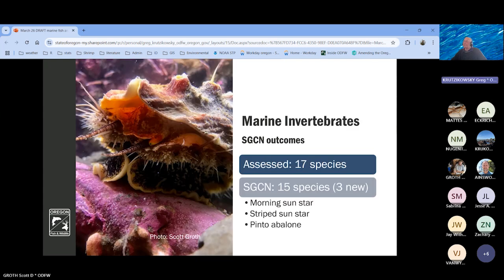On the marine invert side, 17 species were assessed. 15 of those species, including 3 new ones, were designated as SGCN. The 3 new ones include the morning sunstar, the striped sunstar, both of which were heavily affected by sea star wasting disease, and the pinto abalone. Next slide, please.